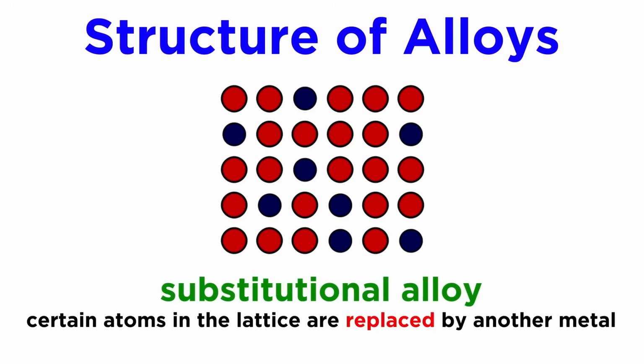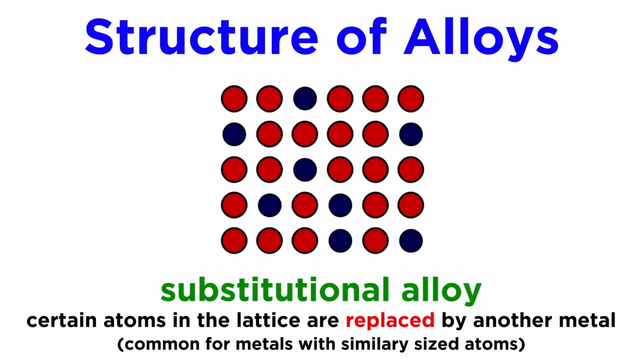A substitutional alloy is one in which certain atoms in the lattice are replaced by atoms of some other metallic element. So as we can see, atoms of one element are replaced by atoms of another element at certain positions in the lattice. This is a common structural arrangement when the metal atoms are of roughly the same size.